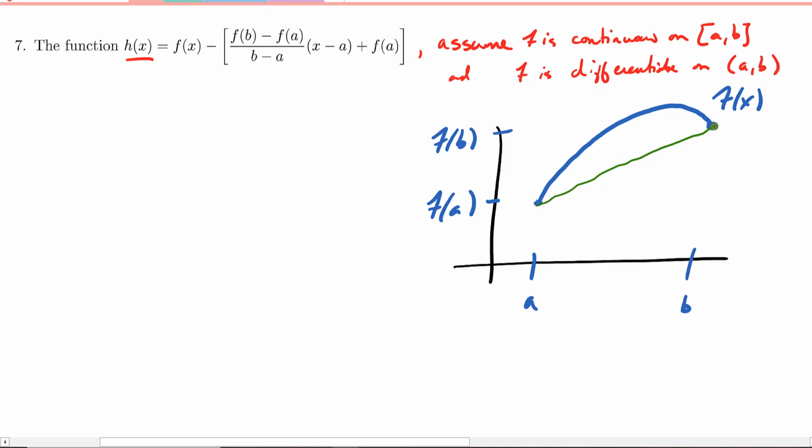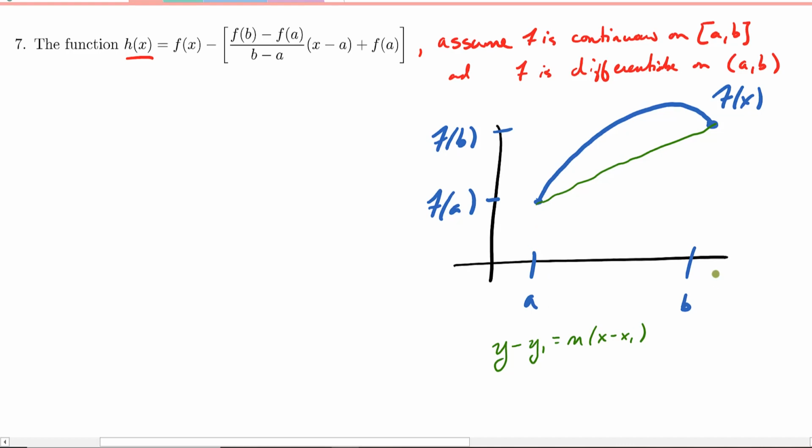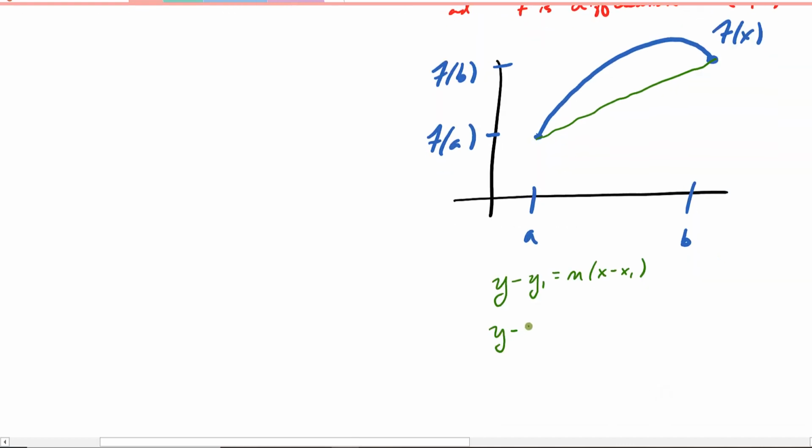So what would be the equation of the secant line? Well, the equation of any line can be given in point-slope form, where we have y minus y1 is equal to m times x minus x1. And since these are points on a function, let's go ahead and pick the x value a. We could write this as y minus f of a is equal to m times x minus a.